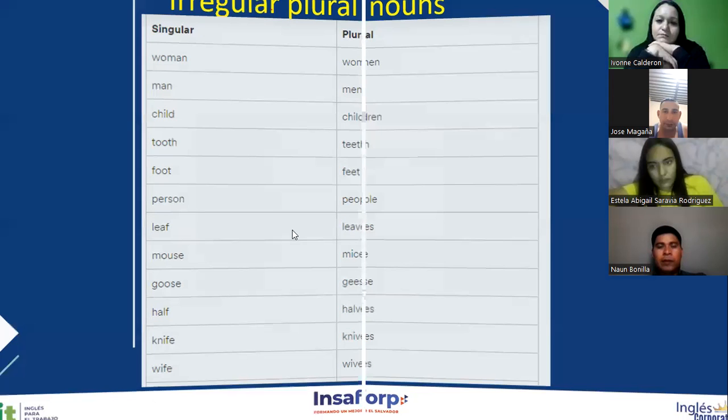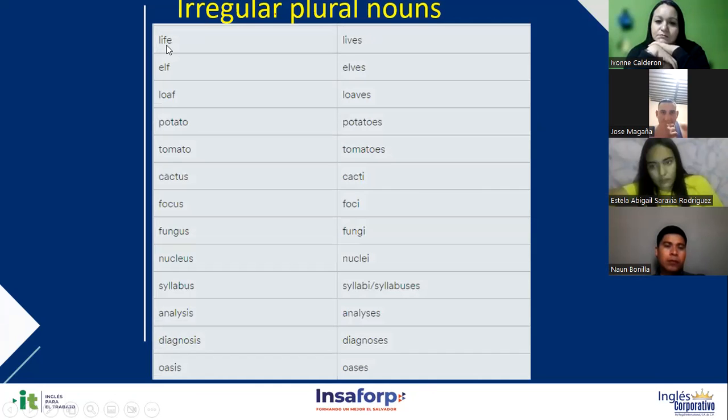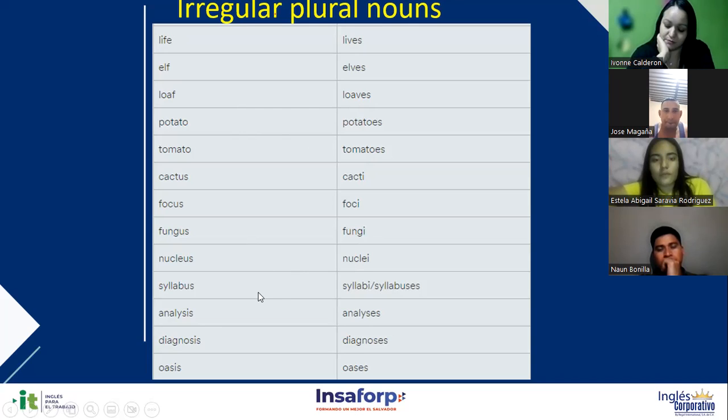Ok, let's continue. More examples. Life, singular, lives. Elf. ¿Qué es elfo? Elves. Loaf, hoja. Loaves. Potato, papa, potatoes. Tomato, tomatoes. Cactus, cacti. Focus, foci. Fungus, que es hongo, right? Fungi. Nucleus, nuclei. Syllabus, syllabi or syllabuses. Analysis, analyses. Diagnosis, diagnoses, and oasis, oases, right?